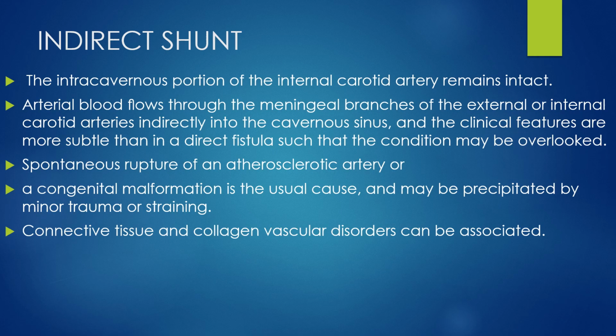Indirect arteriovenous shunt. The intracavernous portion of the internal carotid artery remains intact. The arterial blood flows through the meningeal branches of the external or internal carotid arteries indirectly into the cavernous sinus. The clinical features are more subtle than in a direct fistula, such that the condition may be overlooked. The spontaneous rupture of an atherosclerotic artery or a congenital malformation is the usual cause and may be precipitated by minor trauma or straining. Connective tissue and collagen vascular disorders can be associated.